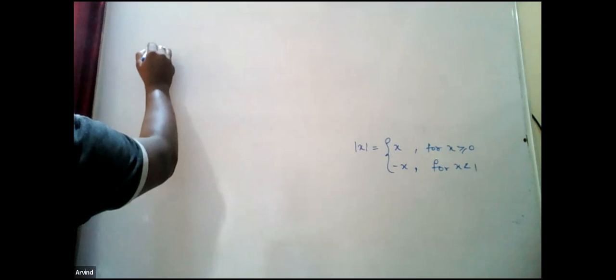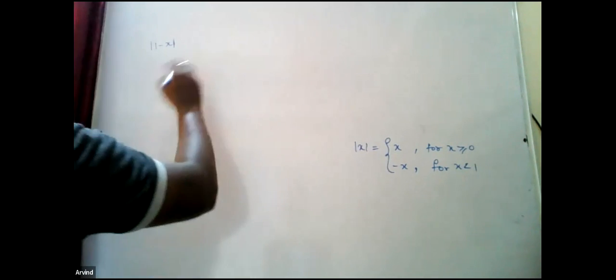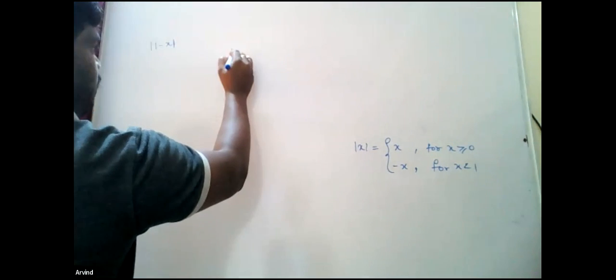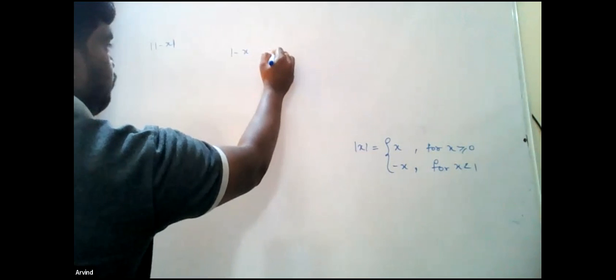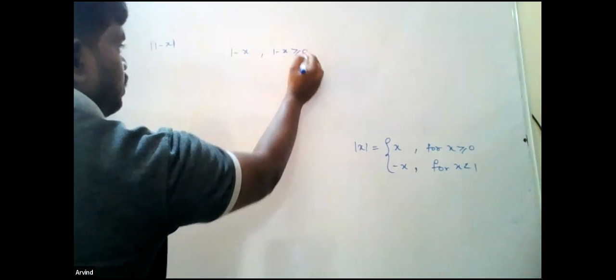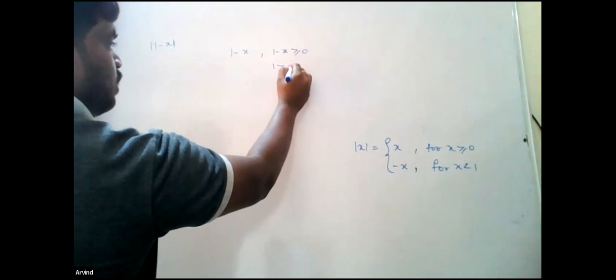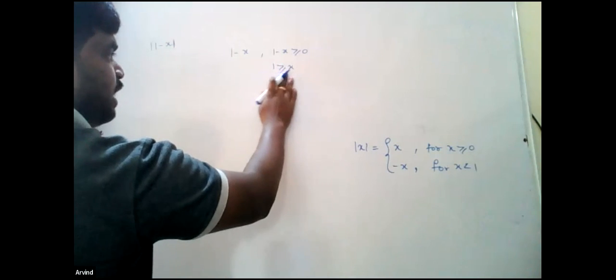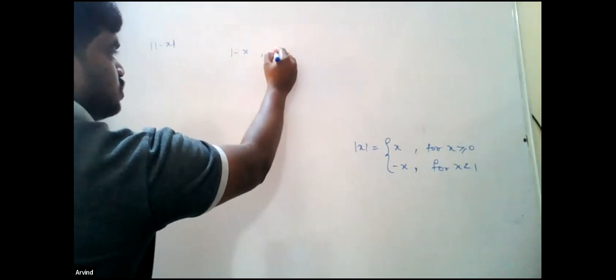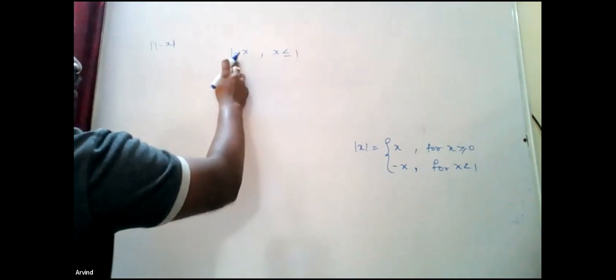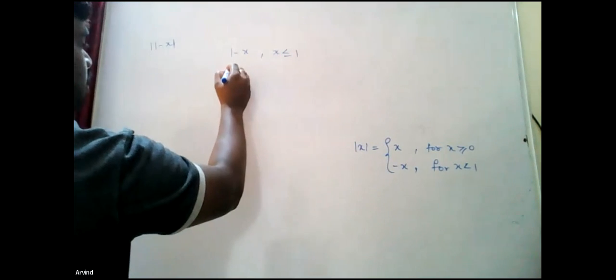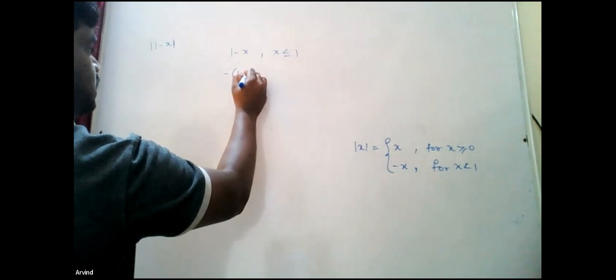So our question is, first let's check modulus of 1 minus x. According to this, it will become 1 minus x if 1 minus x is greater than or equal to 0. Solve this, you get x is less than or equal to 1. Whenever x is less than or equal to 1, it will become this. Otherwise it will become minus of 1 minus x.